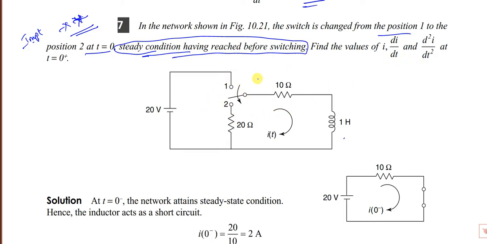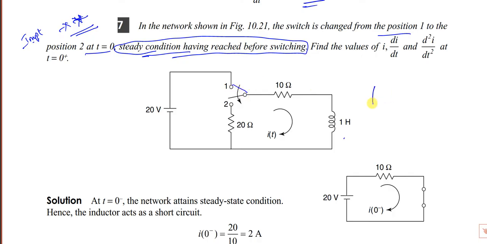So now we'll do this problem. In the network, the switch is changed from position number 1 to 2. That means initially, see the direction here, it was here. At t equals 0, it came here. With position number 1, steady state is already reached, which means for a long time it is in position number 1 only.